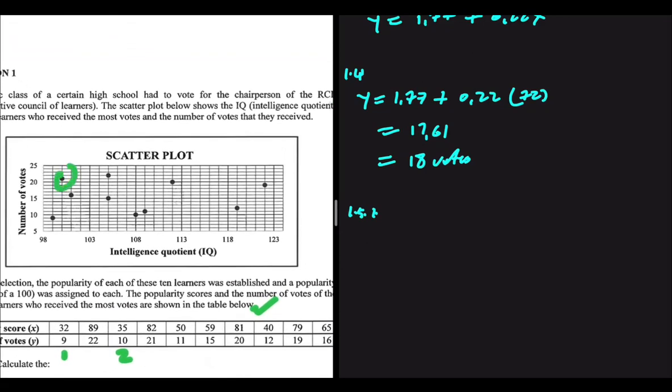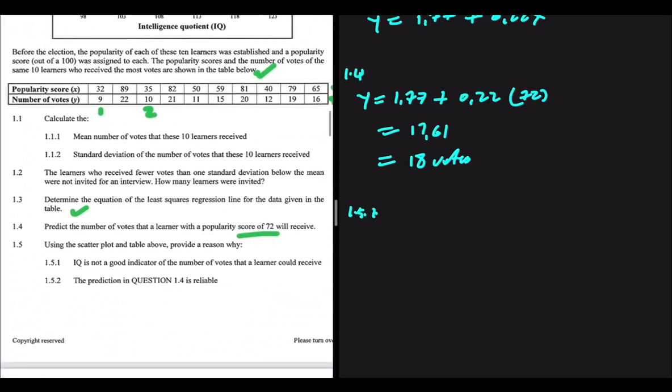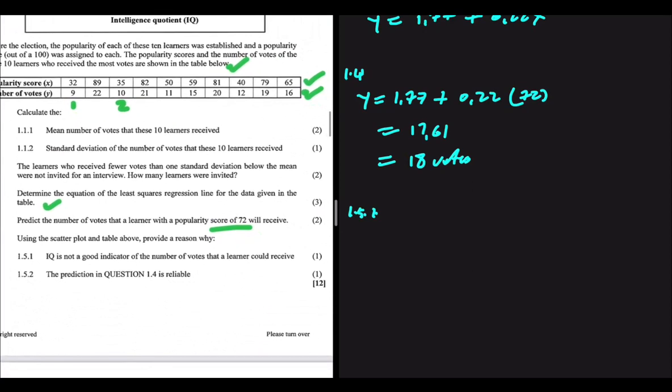This person has a very low IQ and so many votes, and this person has a very high IQ and they have a lot of votes. Even the people in the middle with average IQ have a lot of votes. So there isn't really a relationship between IQ and the number of votes. That is why IQ is not a good indicator, because there is a very low correlation between the IQ and the number of votes.